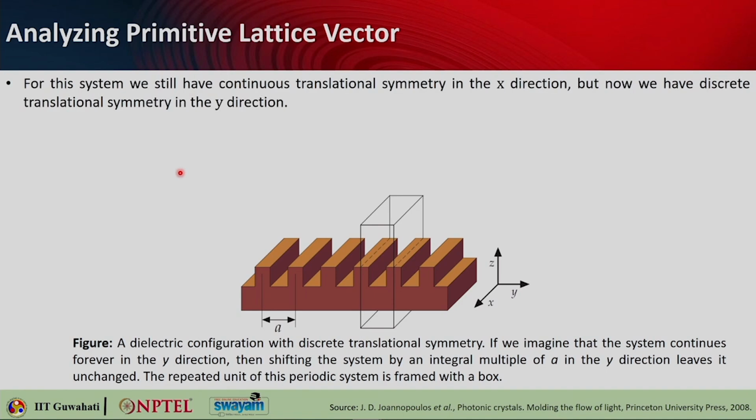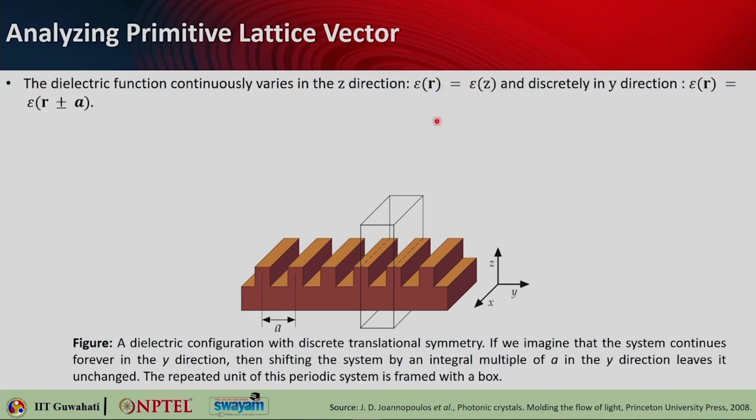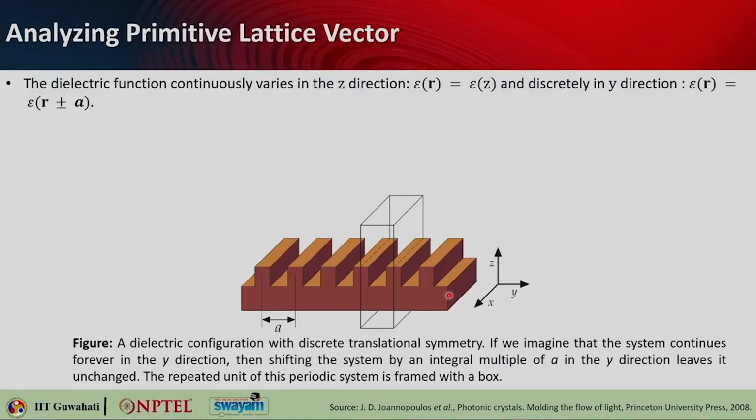Now for this system, along x it has continuous translational symmetry, and along y it has discrete translational symmetry. What is happening along the z axis? Along the z axis you will see that the permittivity is a function of the distance, because it is changing with the coordinate z.